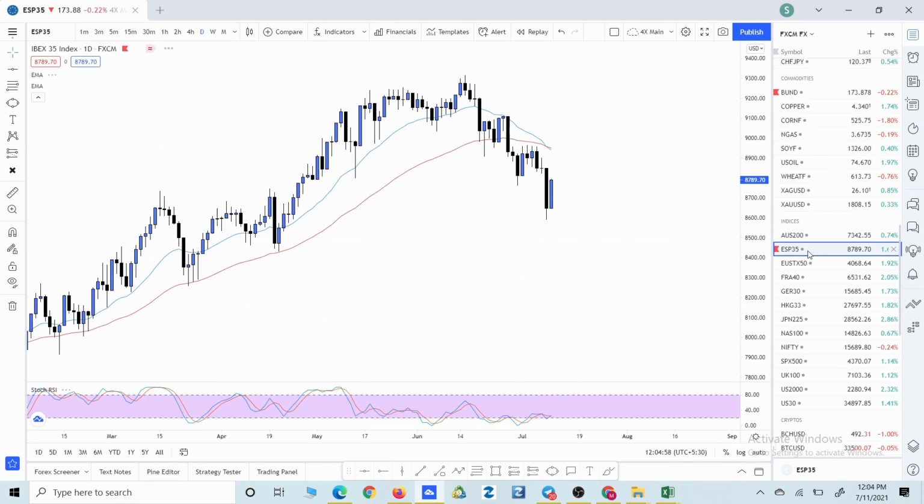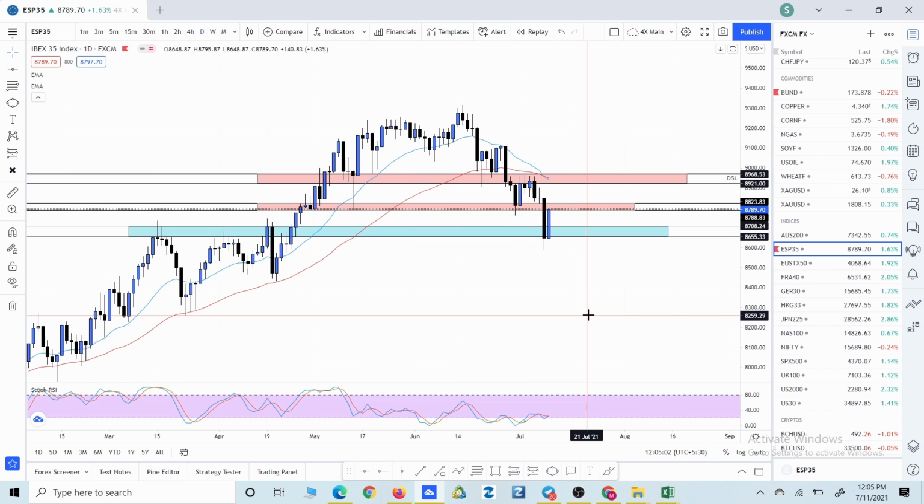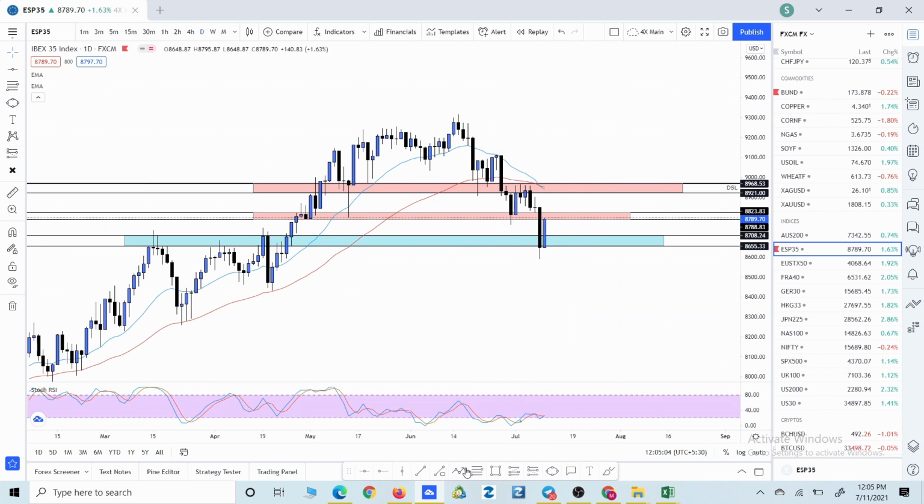So let's move to the next, ESP35. So if we start from here, we have the low, lower high, lower low, lower high, lower low, and now the price is retracing. So guys, in order to continue this downtrend, we are waiting for a lower high.